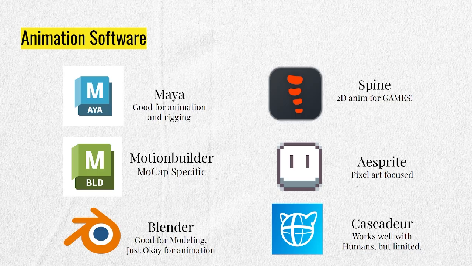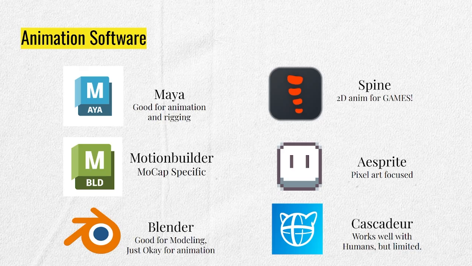Also for rigging, Blender is strange. Blender is very strange. I don't fully understand it in terms of its rigging. Spine, again, purpose-built for 2D animation. Sprite, pixel art focus, can do a lot of animation. And there's also new things coming out trying to find their own little niche.